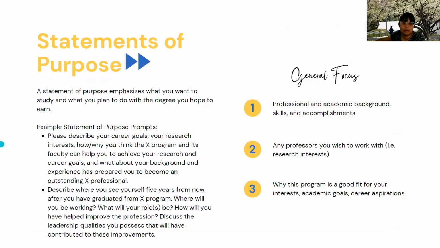All right, so a statement of purpose ultimately emphasizes what you want to study and what you plan to do with the degree you hope to earn. So essentially, personal statements were about reflecting back. Well, a statement of purpose is all about looking forward, looking ahead into your future.